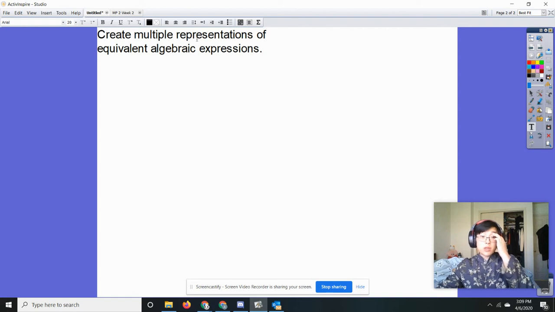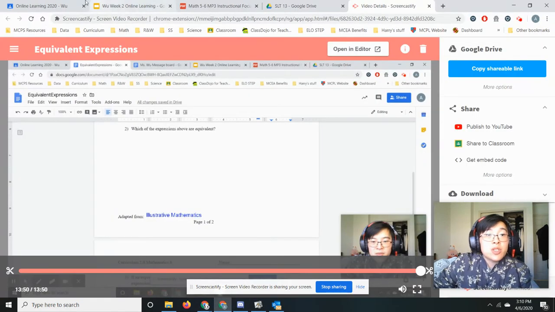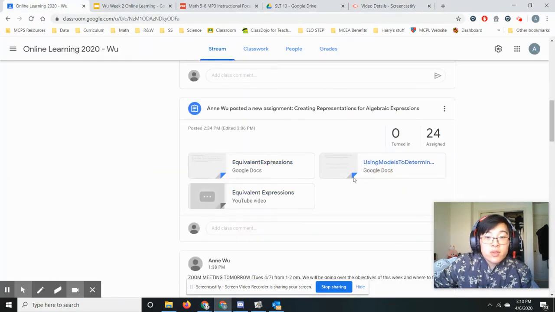All right, so this is part 2 of week 2, lesson 2 for math. The objective is creating multiple representations of equivalent algebraic expressions. This is now on the second worksheet. If you see, this is the first one, this is the second one.